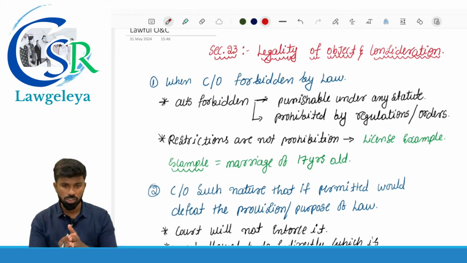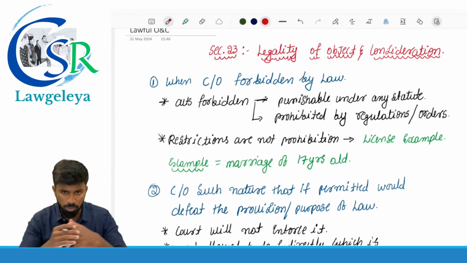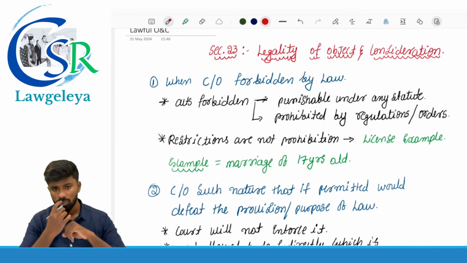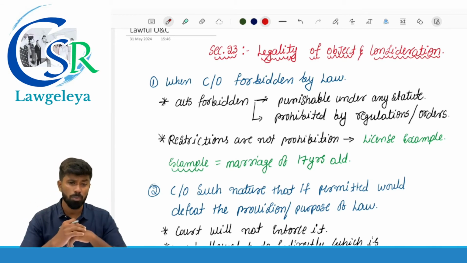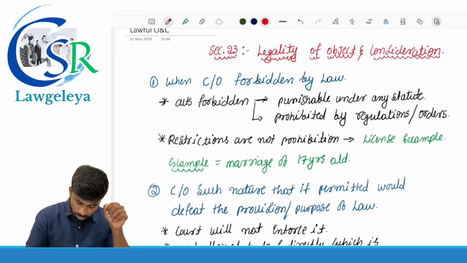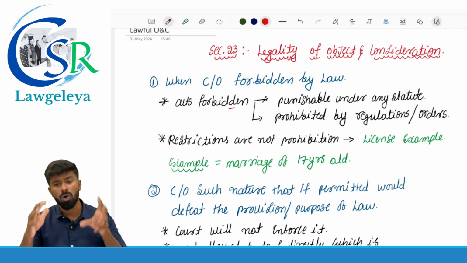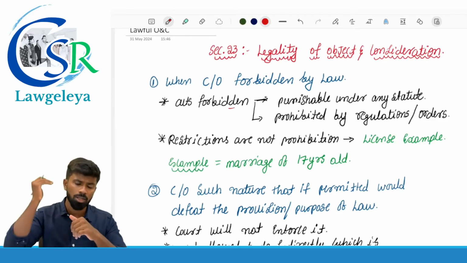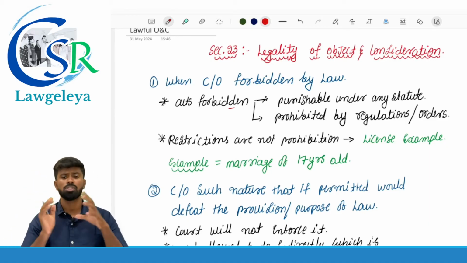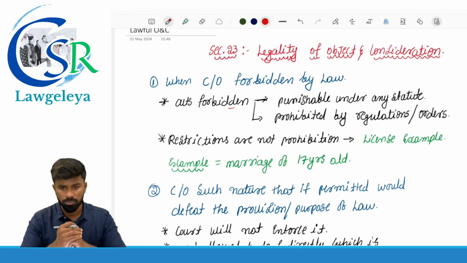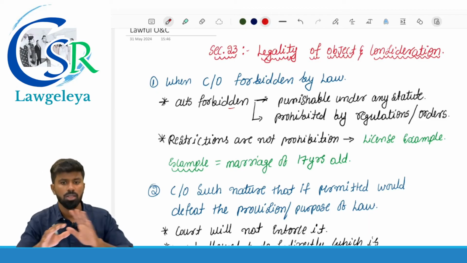If the consideration or object is prohibited by law, then it is considered as what object? Unlawful object. So when can we say the consideration is forbidden by law? If it is an act punishable under any statute, or if it is prohibited by regulations or orders made under the powers given under the statutes. See, restrictions are different, prohibition is different. If it is prohibited, unlawful object.